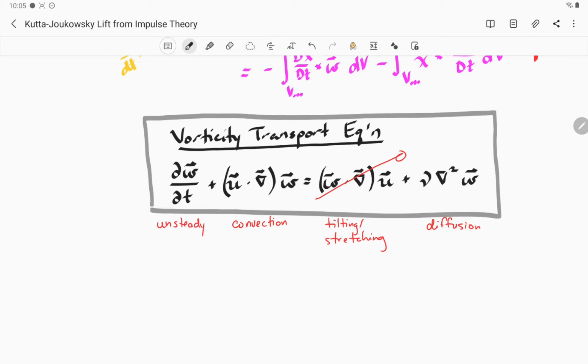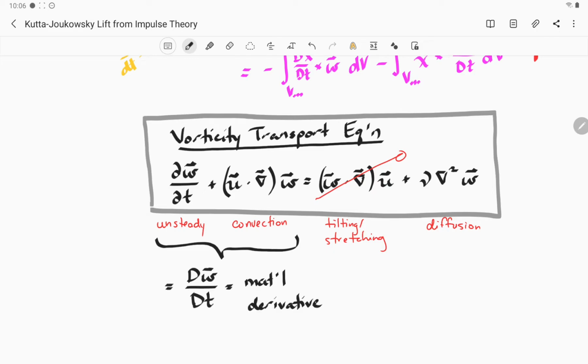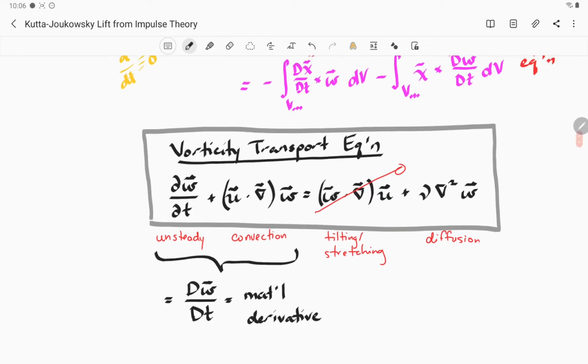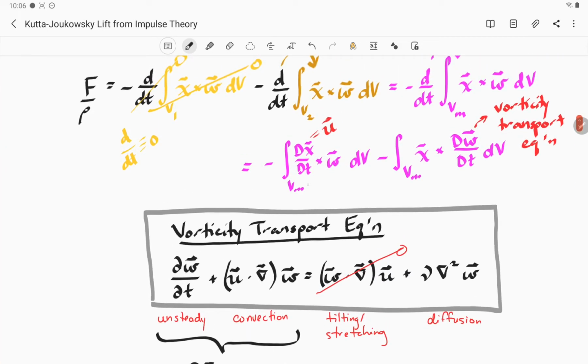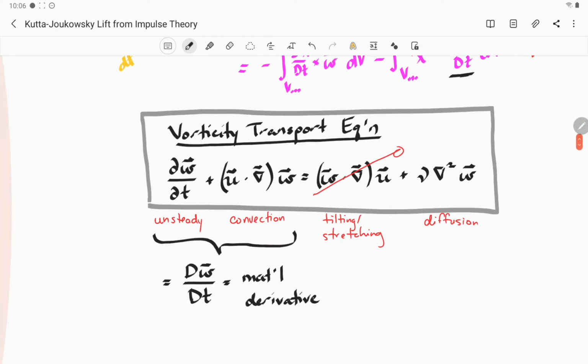So this partial omega partial t is referring to the changing vorticity at a specific point in space. But recall, we're looking for the changing vorticity of a fluid element. So if we combine the unsteady and the convection terms, we have the material derivative that we're looking for. So let's look back up here. We can now substitute this into the second pink integral here. So let's rewrite what we have now.